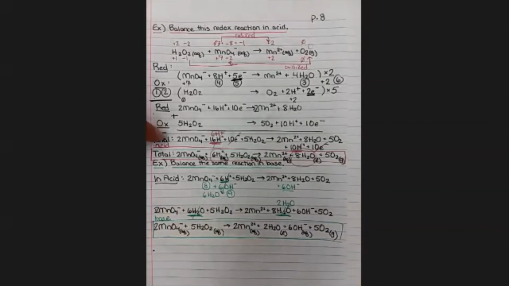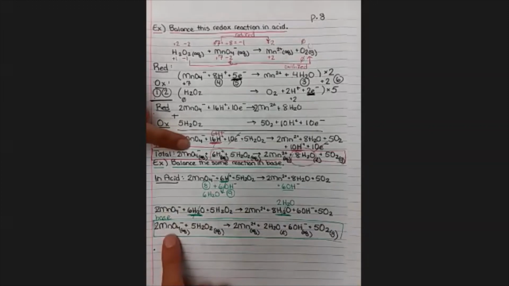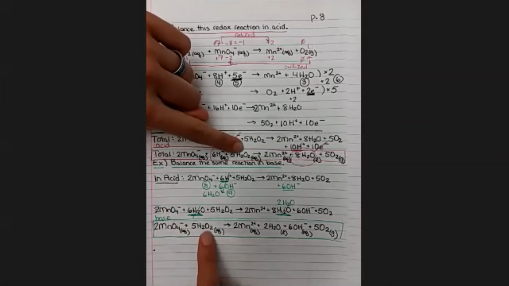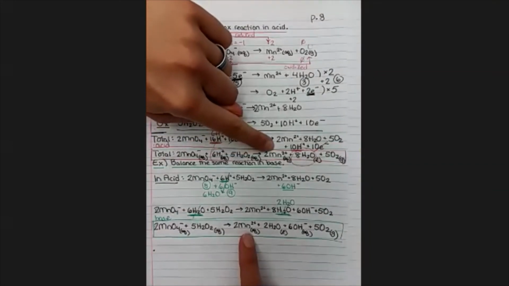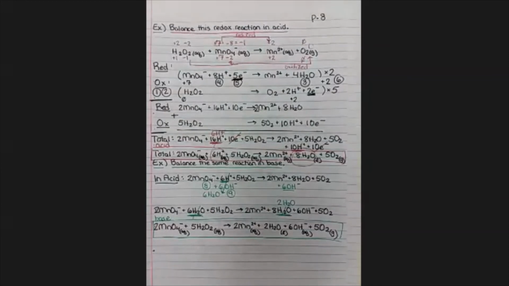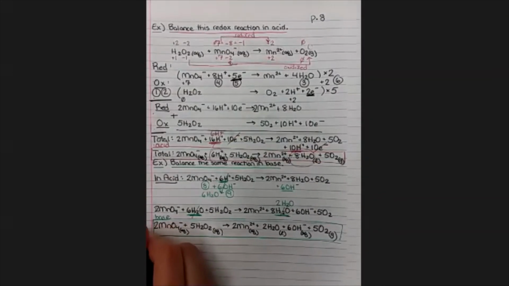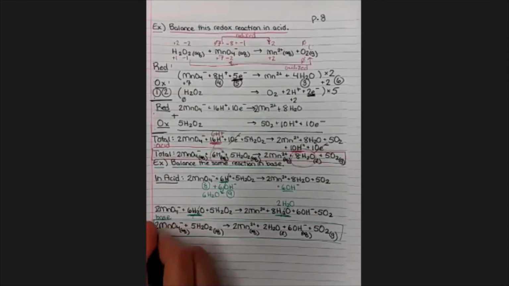And if we compare it to our balanced reaction in acid, we should notice that all of the major terms are the same. And all of the coefficients in front of those major terms are the same as well. So in both cases, we have 2 MnO4 minus, we have 5 H2O2, we have 2 Mn2 plus, and we have 5 O2. Those numbers and those compounds should remain the same because all we've done is change the solution from acid to base. Nothing else about it has changed.